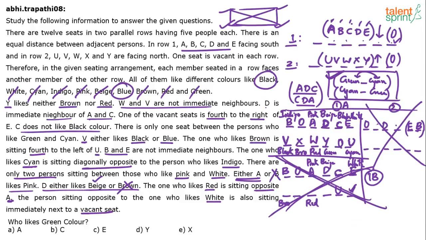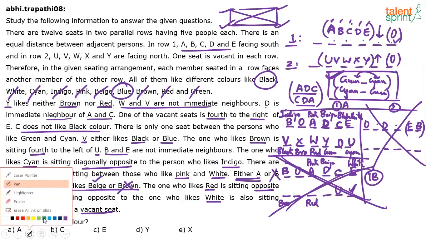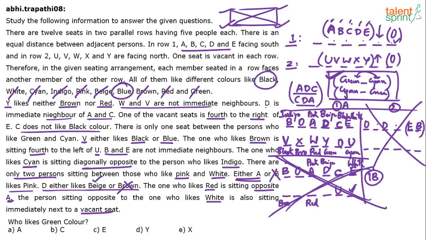Done. The arrangement is done. So the final arrangement is this. I know it's very clumsy, but owing to the shortage of space, this is what it is. If I have to read out the arrangement, it is as follows. In row 1, we have B, vacant seat, A, D, C, E. In row 2, we have V, X, W, Y, vacant seat, and U in that order. For row 1, the colors are indigo, then space, then pink, beige, blue, white. This is blue, by the way, right? For row 2, we have black, brown, red, green, then space, and then cyan.